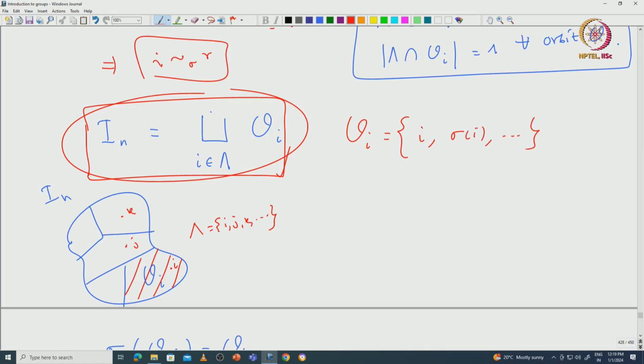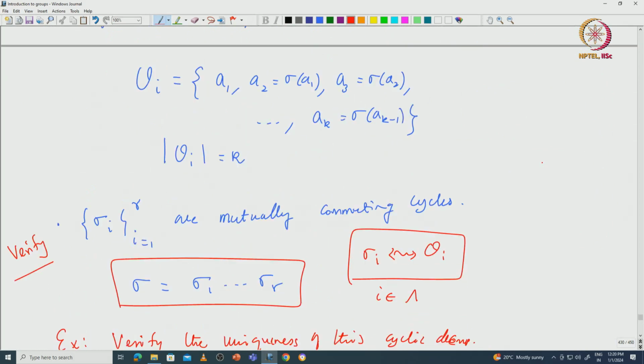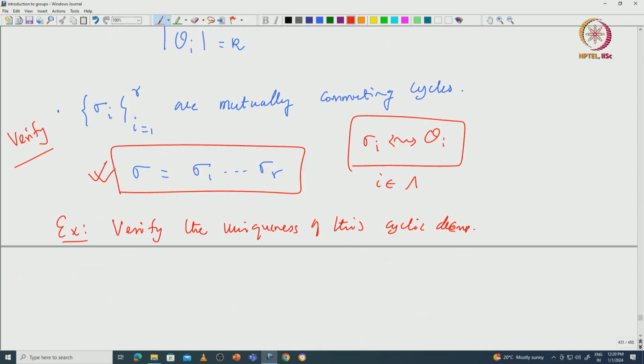What you are doing is defining sigma_i, which is just sigma restricted to O_i, and all other elements are fixed. From that you are reconstructing sigma as the product of the sigma_i's. This is more or less clear from the definition of sigma_i's. Now the uniqueness is very clear because sigma_i corresponds to these orbits O_i. So this proves that any given permutation can be written as a product of disjoint cycles.